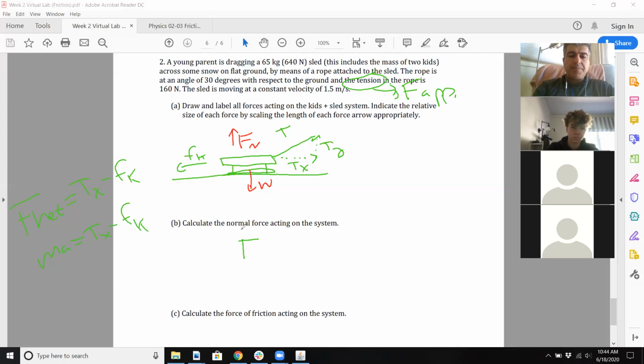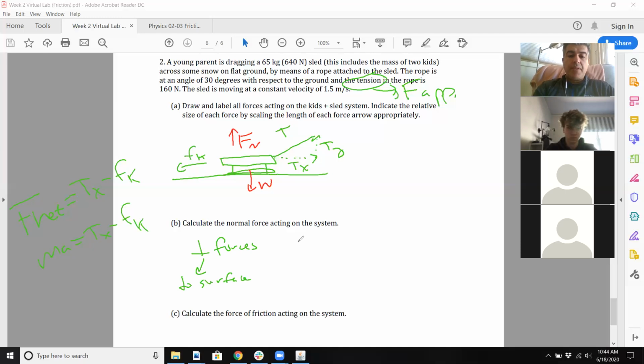Now here's the deal. For my perpendicular forces, perpendicular to the surface, what are all the perpendicular forces here acting on the sled? Or all the vertical forces, we'll put it that way. Weight. What else? Normal force. And Ty, the tension in the y direction.